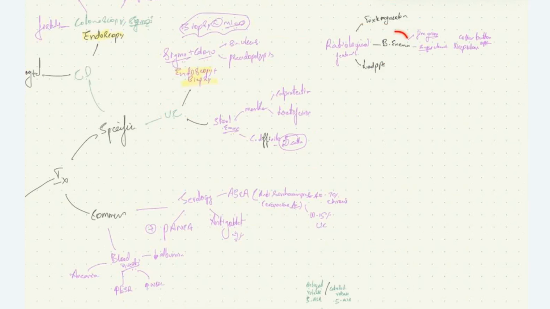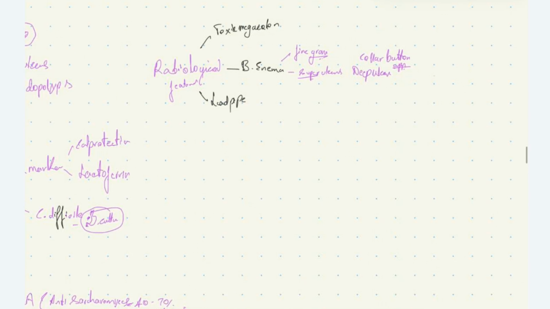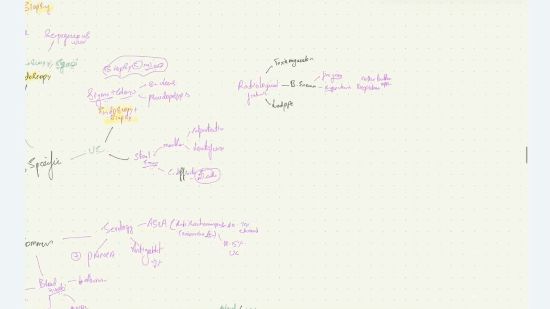On barium enema, we can see fine granularity and superficial ulcers. If the ulcers are a little bit deep, we can see the collar button appearance. And also, due to loss of haustrations and fibrosis, we see the lead pipe appearance in ulcerative colitis.